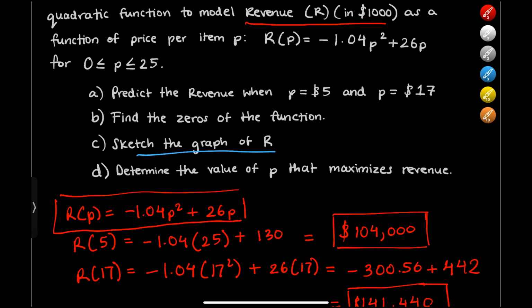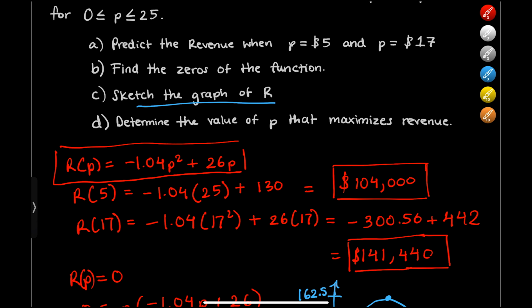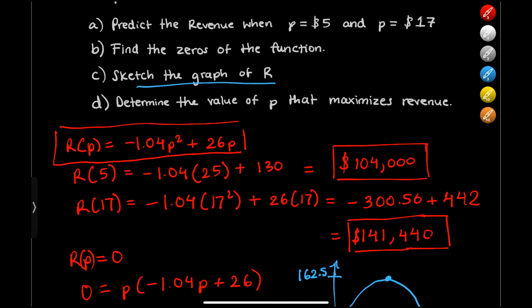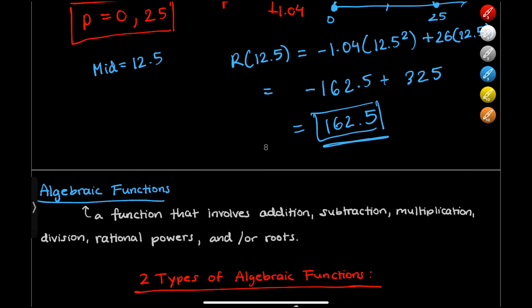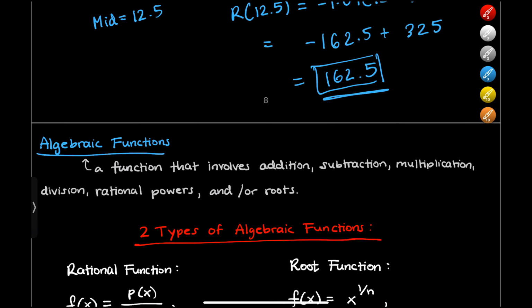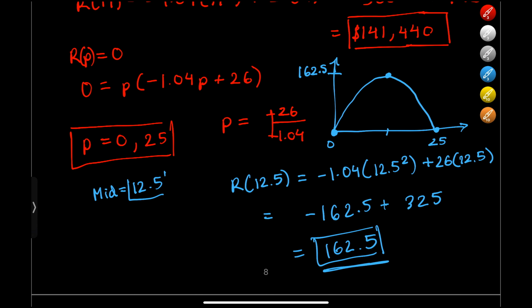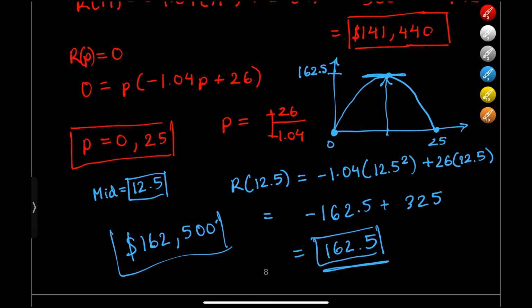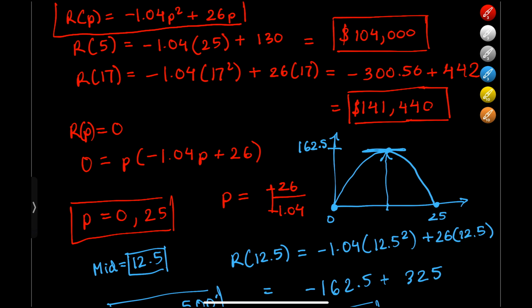And then let's look at part D. Well, we solved it. So part D is determine the value of p that maximizes revenue, and so that value is going to be 12.5 because as you could see, 12.5 is what gets the most revenue, and this maximum value is 162.5, and it's in thousands of dollars, so the actual value would be $162,500. So this is the answer to part D.